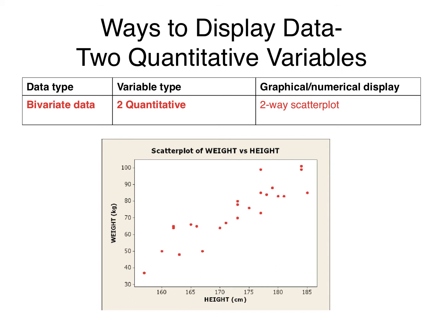If we want to summarize the relationship between two quantitative variables, we can use a two-way scatter plot like the one shown here. And later in the course, we'll talk about how we can analyze the relationship between two quantitative variables using correlation and simple linear regression.